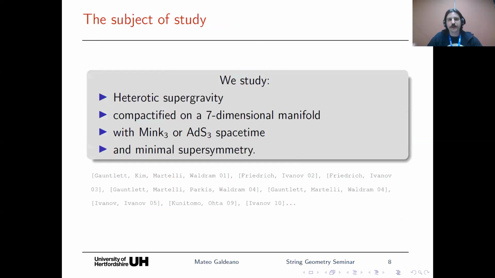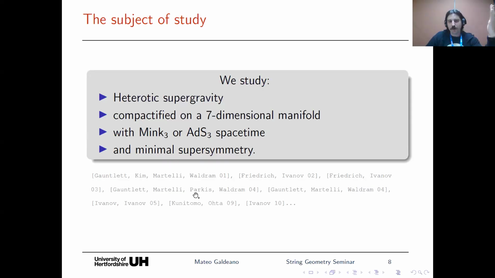So what is our subject of study in this talk? We are going to study heterotic supergravity, just some particular type of supergravity. We're going to look at 7-dimensional manifolds. So we take a 7-dimensional compact manifold, which means that our spacetime is going to be either Minkowski or anti-de Sitter in 3 dimensions. And we are going to demand minimal supersymmetry.